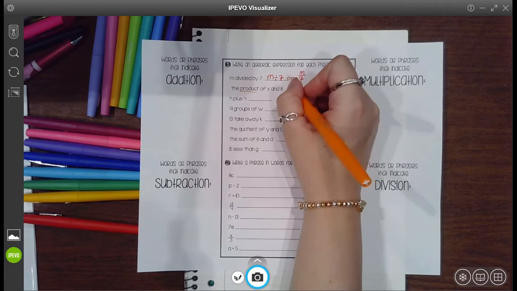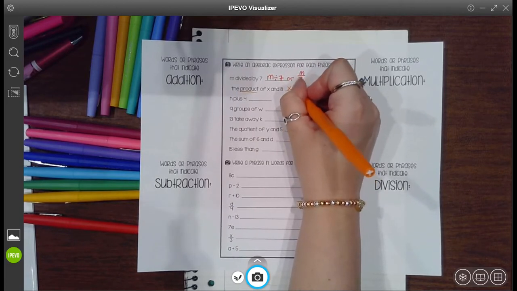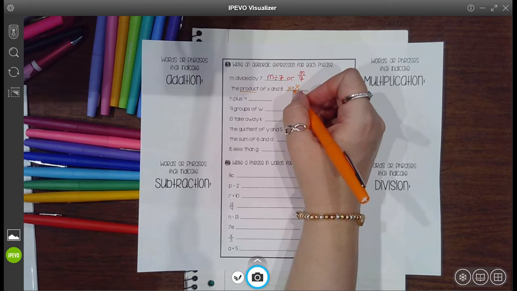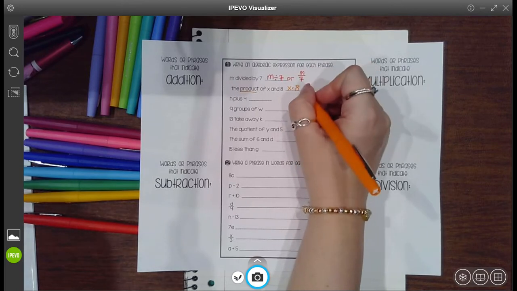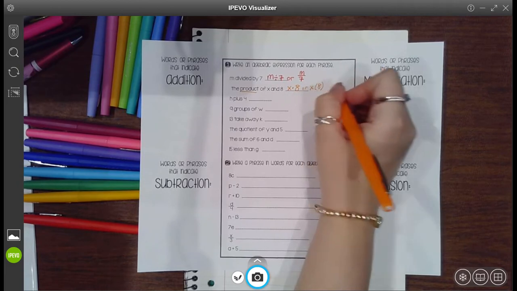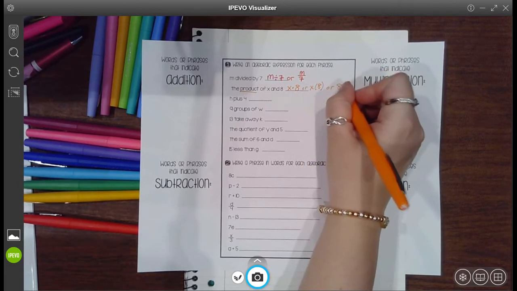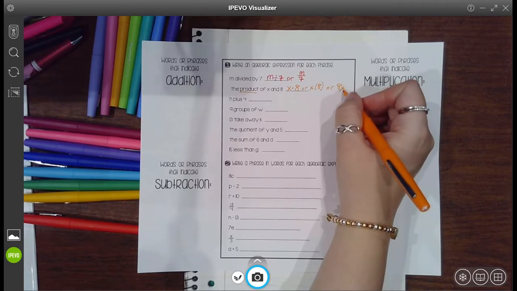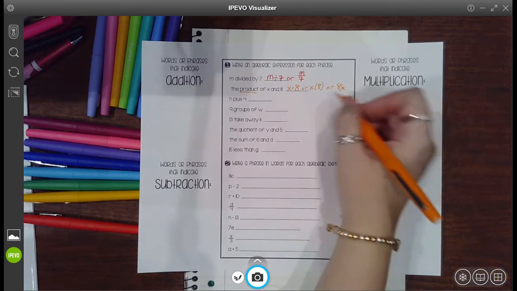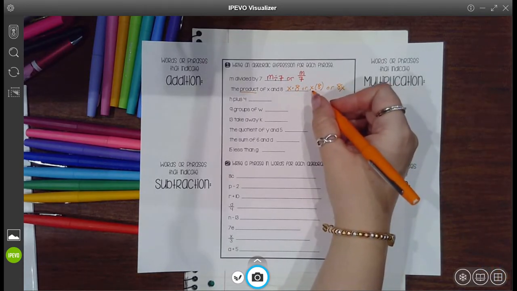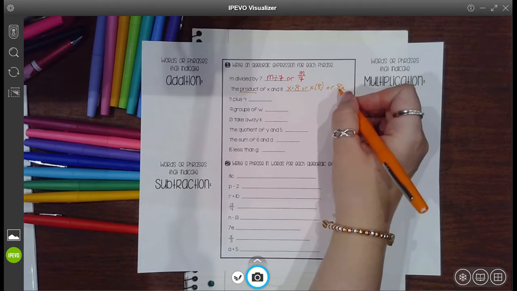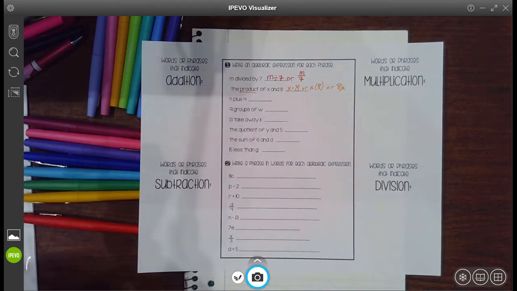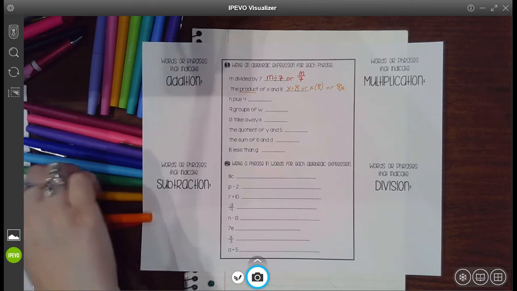Product means multiplication. So x times 8, and this is why we don't want to use an x to represent multiplication, because how do I know that that x in between this variable and 8 isn't another variable? So try to use a dot or parentheses. And in fact, we don't even need that. If you have a number touching a variable, that means 8 times x. So 8 times some unknown number. So we could even just write it like that. Not my favorite. I don't like it when the variable's first. I like it when the variable is second and the number's first. But again, those are still all correct.